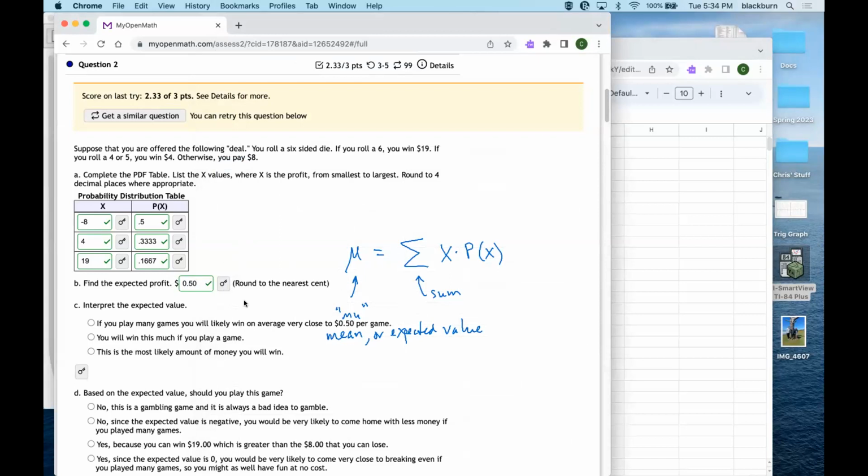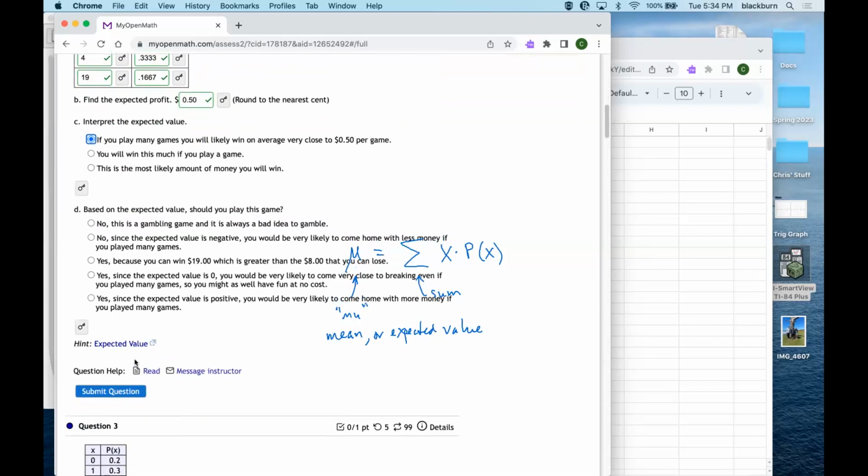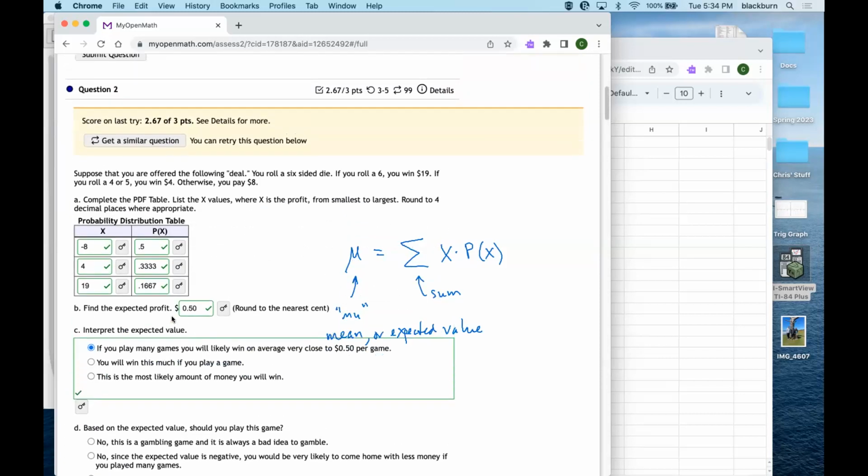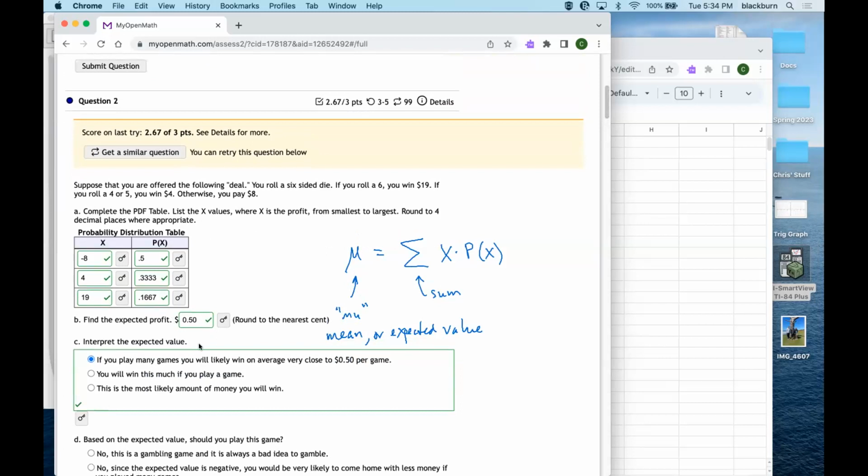And then when you will win this much if you play a game. And then this is the most likely amount of money you will win. It's going to be the first one. Because that's the amount of money you expect to win each time you play the game on average. Certainly there's going to be a lot of times where you're going to lose the $8. There's going to be a couple times you win the $19, few times you win the $4. But on average, each time you play, you expect to gain 50 cents.